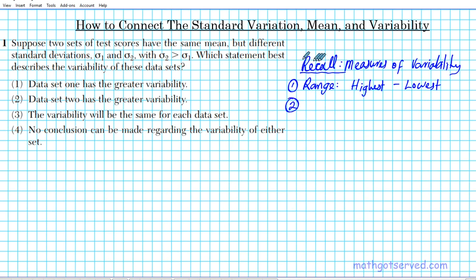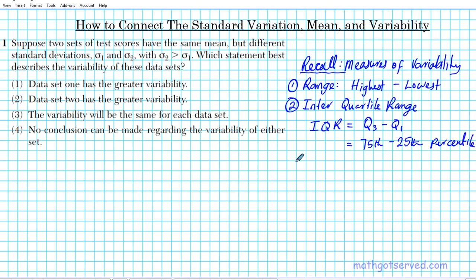Another measure of variability is the interquartile range. If you want to calculate the interquartile range, all you simply do is subtract the first quartile from the third quartile. Or think about the difference between the 75th and the 25th percentiles. If you compute that difference, that will give you the interquartile range.